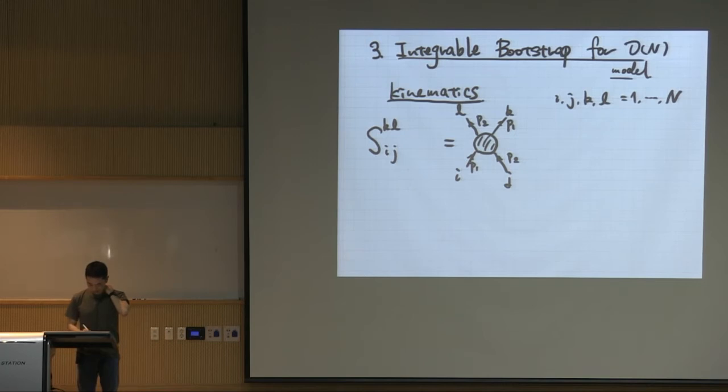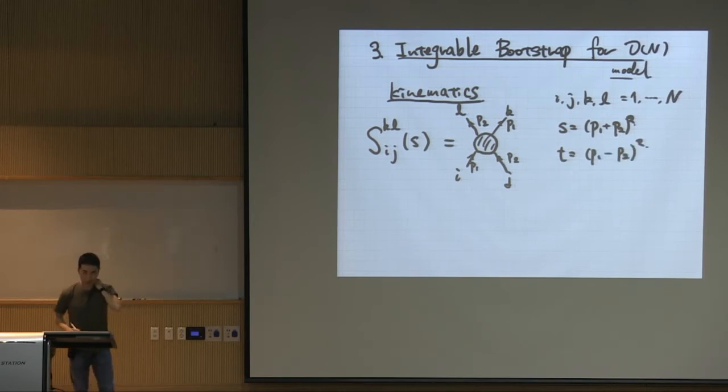And of course, as we all know, the S matrix is a function of the Mandelstam variables. For example, the Mandelstam S variable is given by (P1 plus P2) squared, and the Mandelstam T variable is (P1 minus P2) squared. Normally, in 4-dimensional quantum field theory, there is yet another Mandelstam variable, the U variable. But in 1 plus 1 D, it turns out U is always 0, and you can show that S and T satisfy this equation.